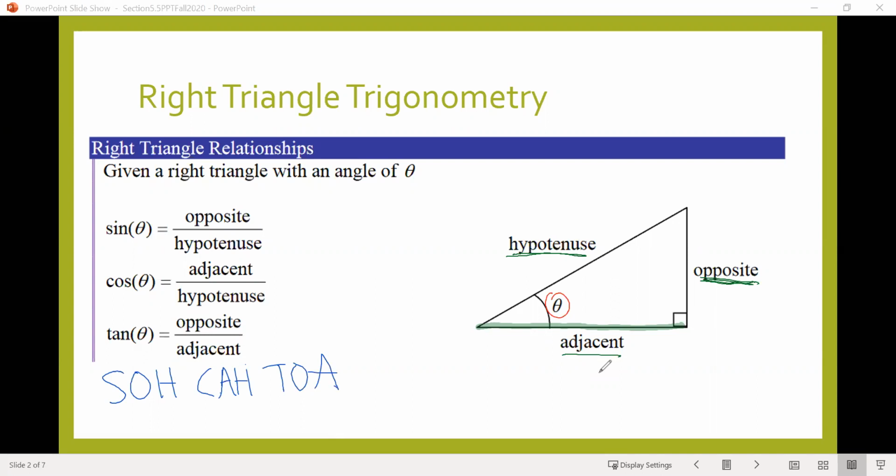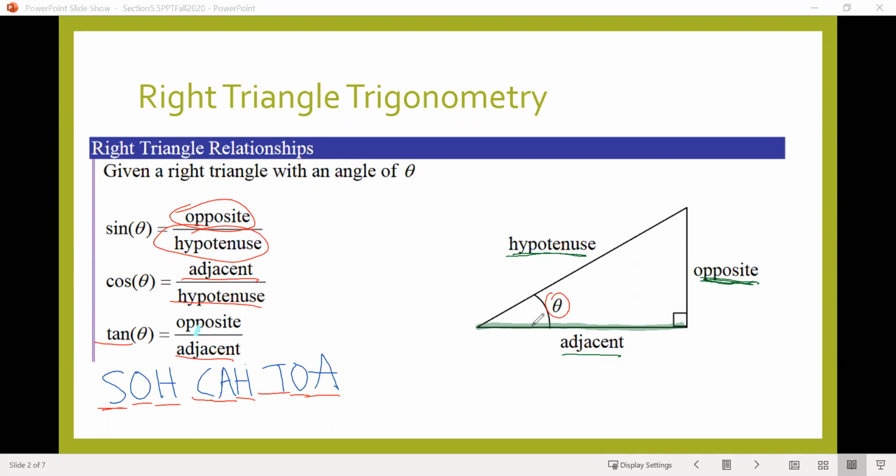Where that comes from is, when we're talking about sine, it's opposite over hypotenuse, so that's why we have the O and the H. Cosine is adjacent over hypotenuse, so we have cosine is A over H. And then tangent is opposite over adjacent, so we have T is O over A. So SOHCAHTOA is one way to remember the relationships here.